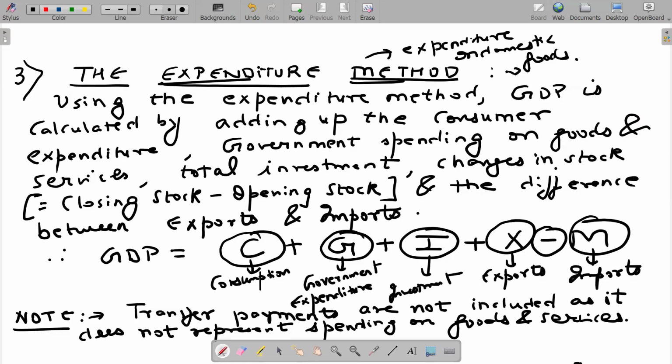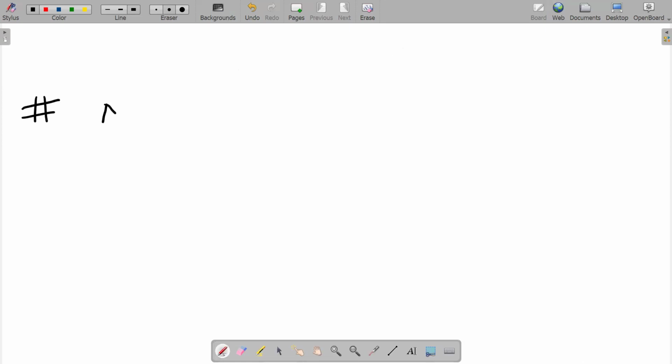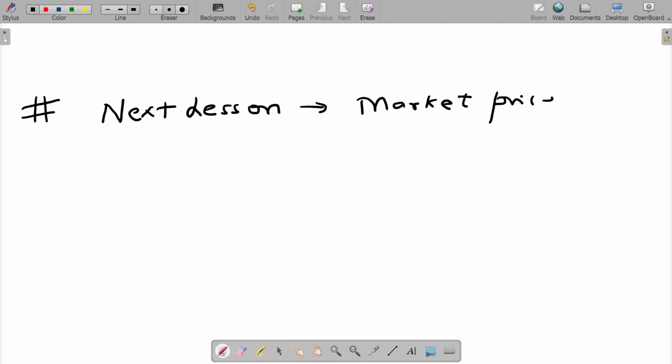Okay, so I stop in this particular lesson. I hope it was an informative lesson for everyone attending it online. Okay, in the next lesson, I'm going to talk about the difference between market prices and basic prices. Market prices versus basic prices. Basic prices are also called factor cost.